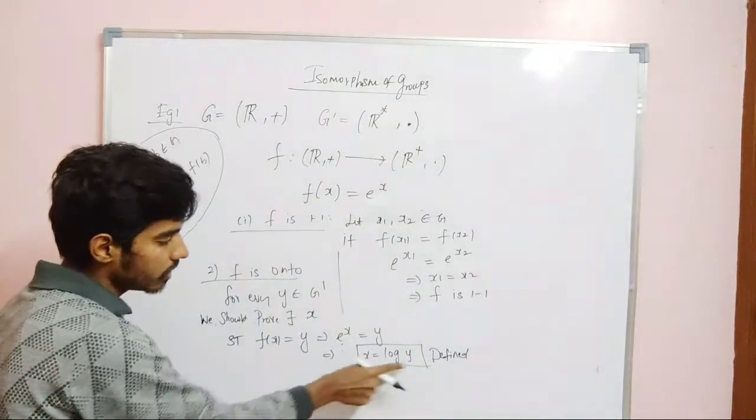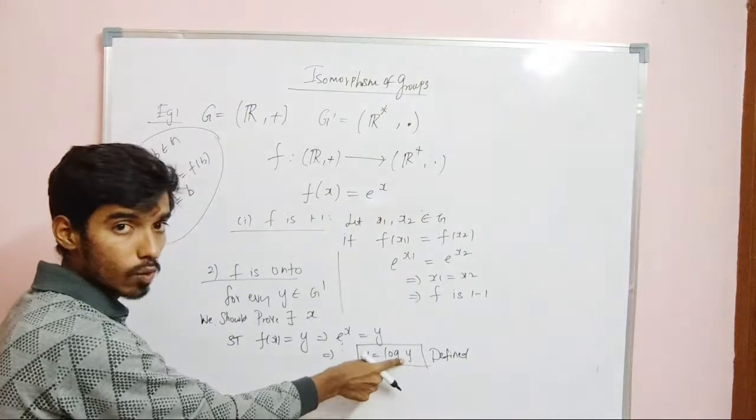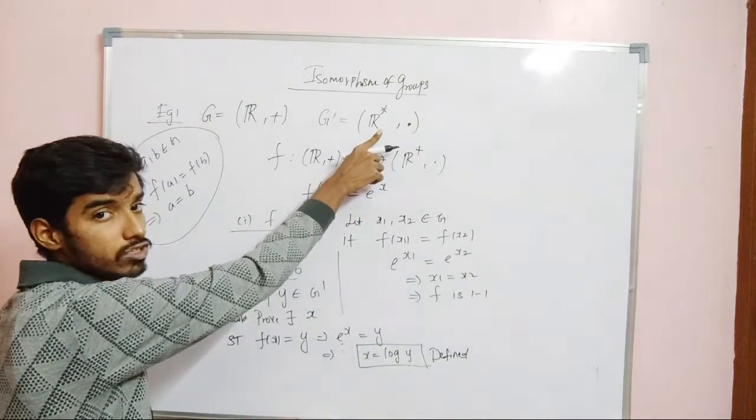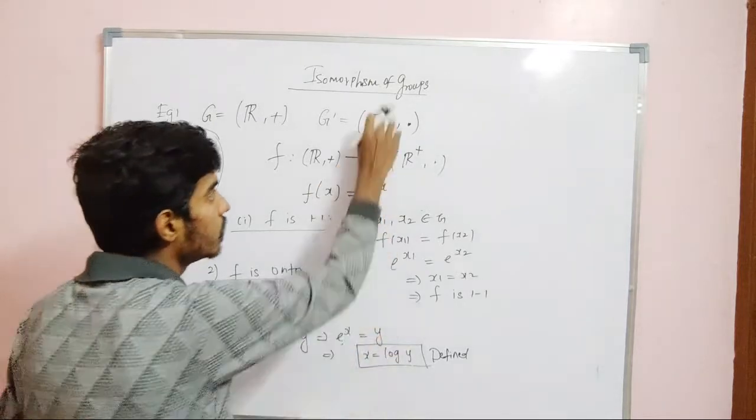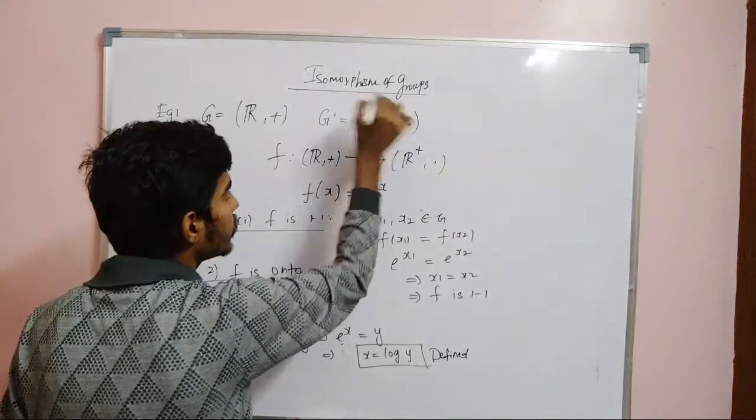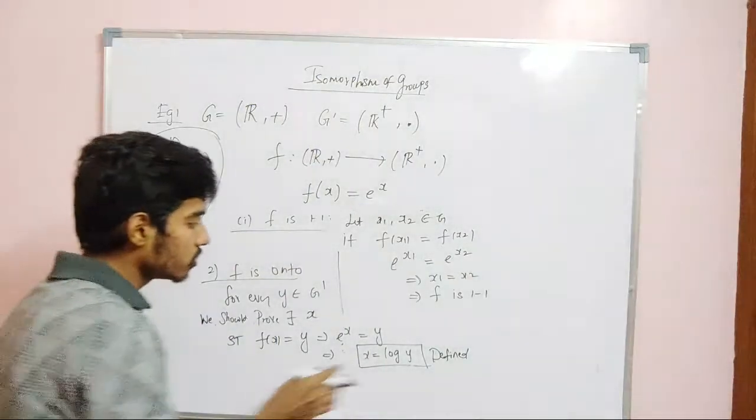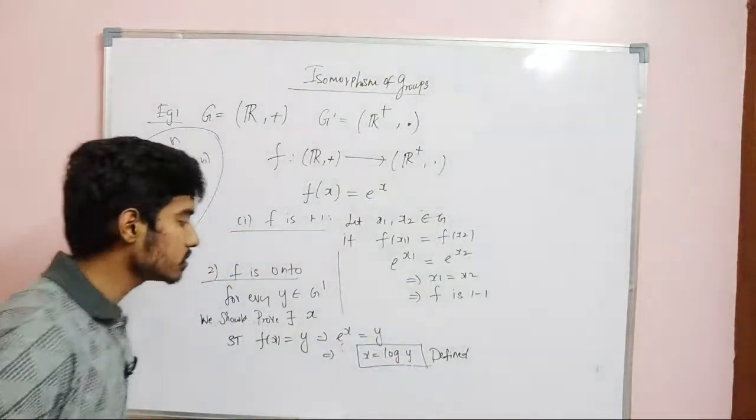Because you can see log y is defined only for y a positive number. Since this also includes negative numbers, it would not be defined, but we are defining only R plus, the set of all positive real numbers under multiplication. So this is defined. Therefore this is onto.